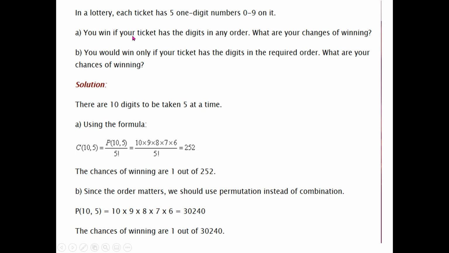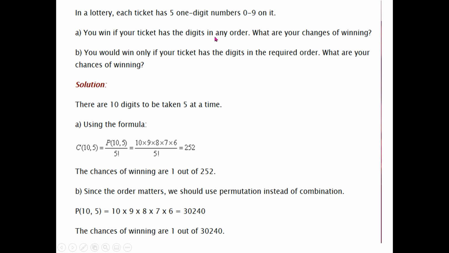Okay, next we have an interesting question related to lottery tickets. So let's say in a lottery, each ticket has 5 one-digit numbers, 0 to 9, on it. In part A, you win if your ticket has the digits in any order. In part B, you only win if the ticket has the digits in the required order. So in part A, order doesn't matter, whereas in part B, order matters.